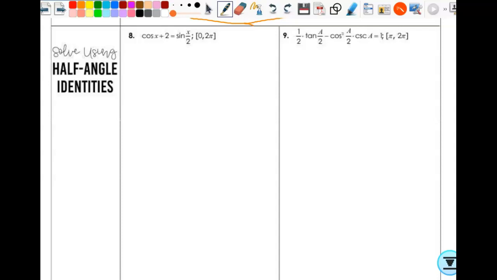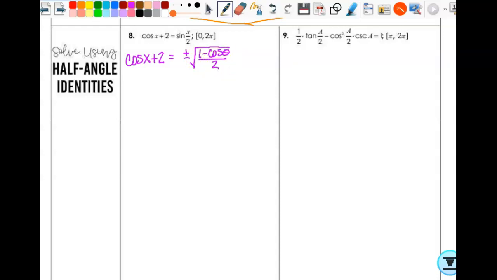But luckily here, this is the sine of x over 2, so that's like sine of theta over 2. So I see what I can substitute in. So let me just rewrite the left-hand side here. Cosine of x plus 2 equals, and then the sine of theta over 2 is plus or minus big old square root 1 minus cosine theta over 2.